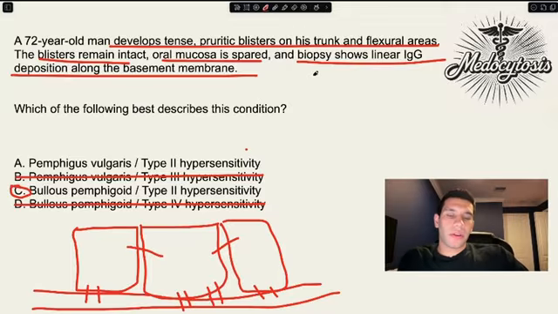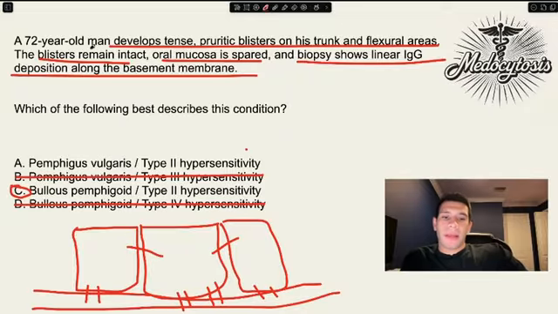But let's keep going and know all the high yield stuff about the two diseases so we get everything right whenever they mention them in questions. So the blisters remain intact. They could mean here that Nikolsky sign is negative. So this would be more for Bullous pemphigoid.